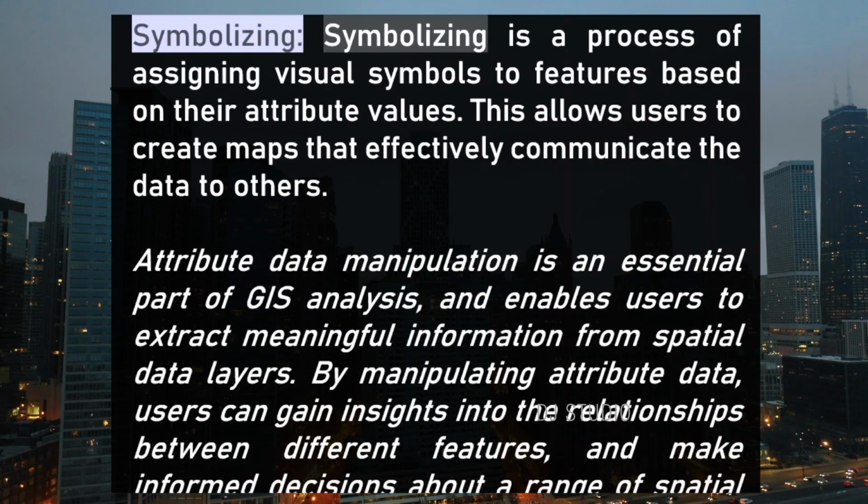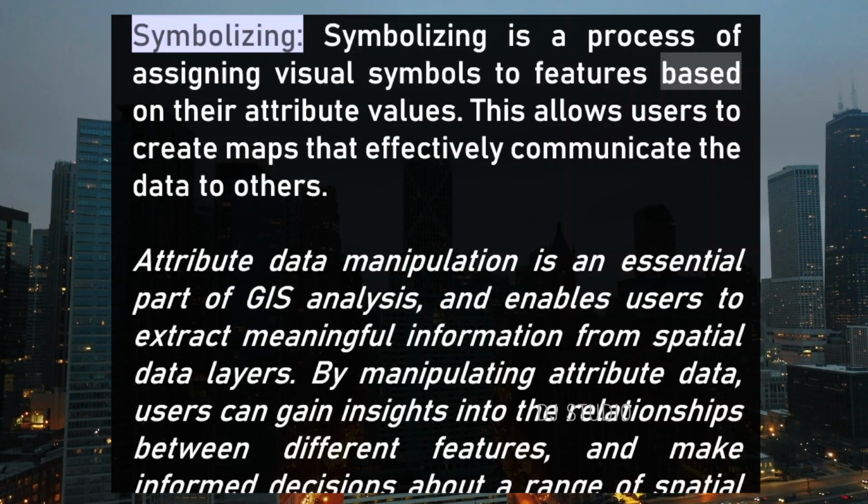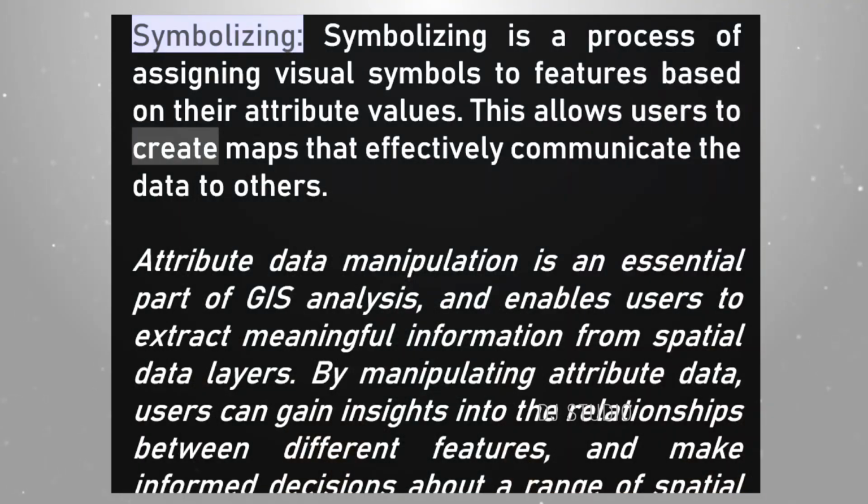Symbolizing. Symbolizing is a process of assigning visual symbols to features based on their attribute values. This allows users to create maps that effectively communicate the data to others.